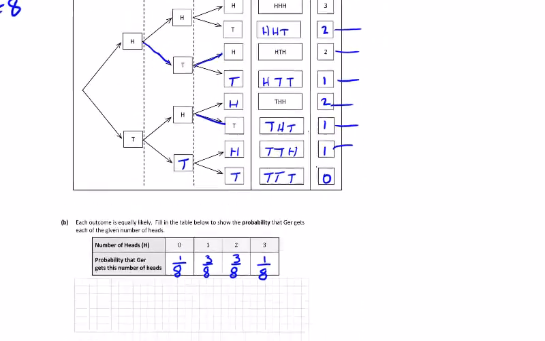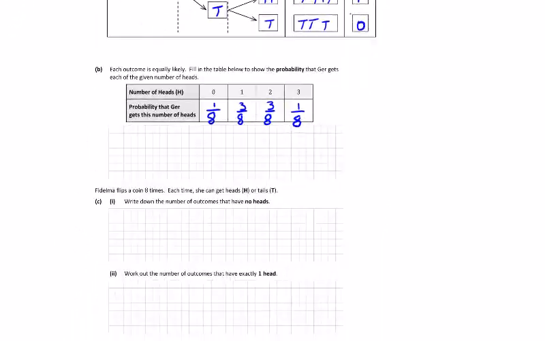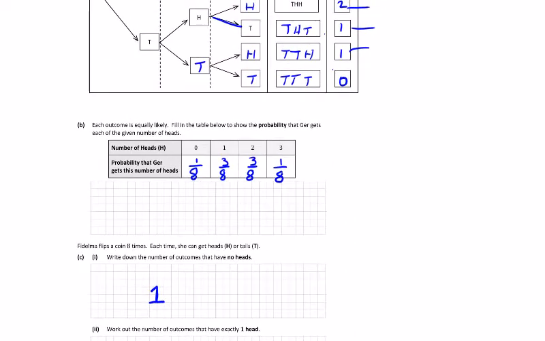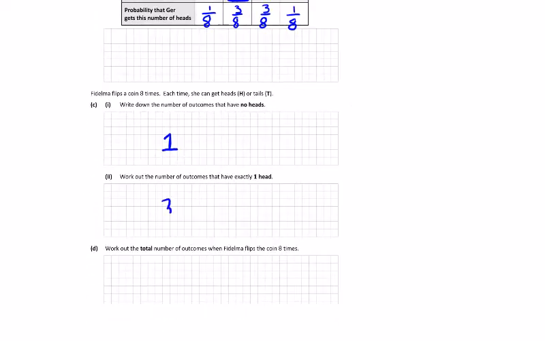Fidelma flips a coin 8 times. Each time she can get heads or tails. Write down the number of outcomes that have no heads. Well, how many have no heads? You can see it up here. No heads has 1 outcome. The number of outcomes we're just asked for, so it's 1 here. The number of outcomes that have exactly 1 head. It's the same question. 3 outcomes of 1 head.